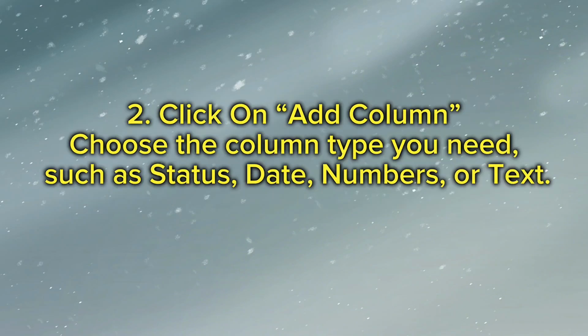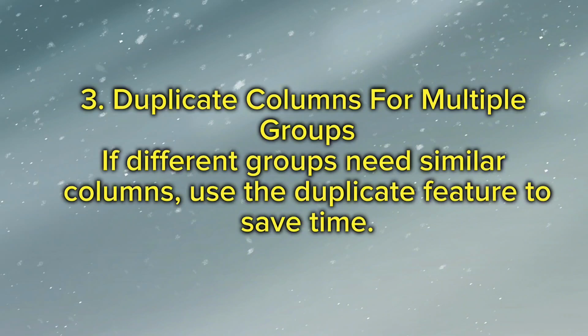2. Click on Add Column. Choose the column type you need, such as status, date, numbers, or text. 3. Duplicate columns for multiple groups. If different groups need similar columns, use the duplicate feature to save time.